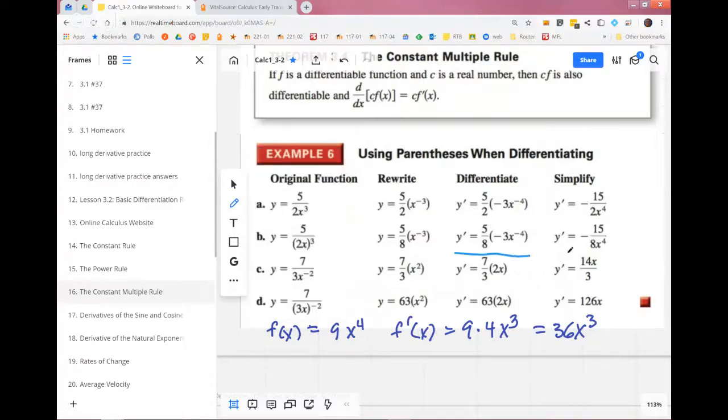I know you know the rule. What I'm worried about is, do you see how they got to this last thing here?